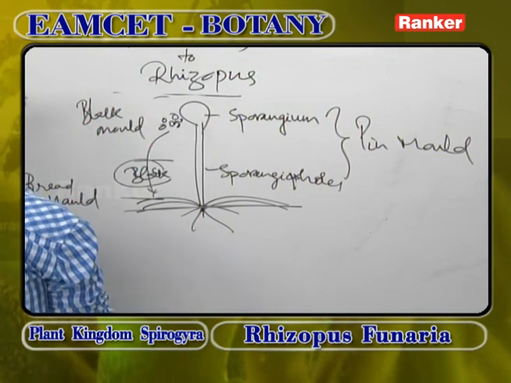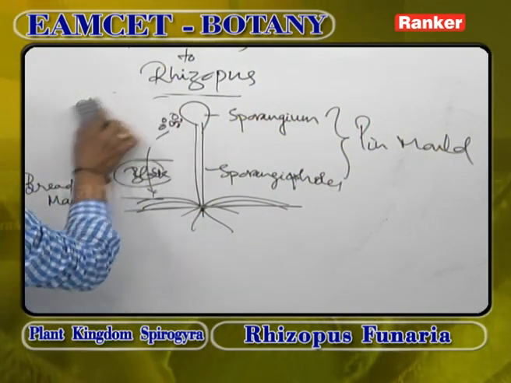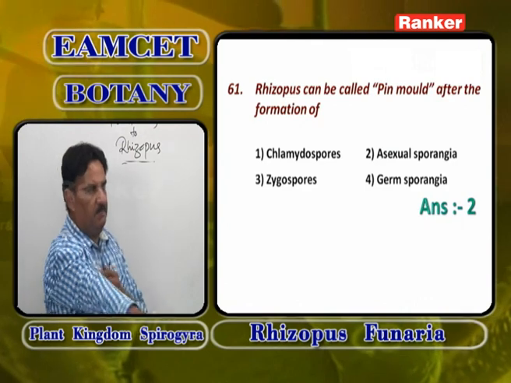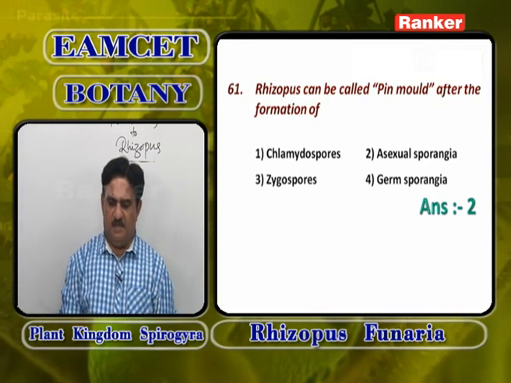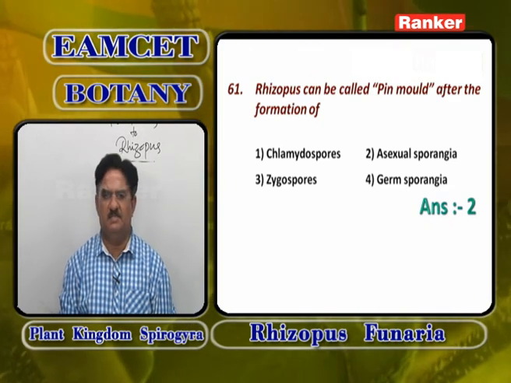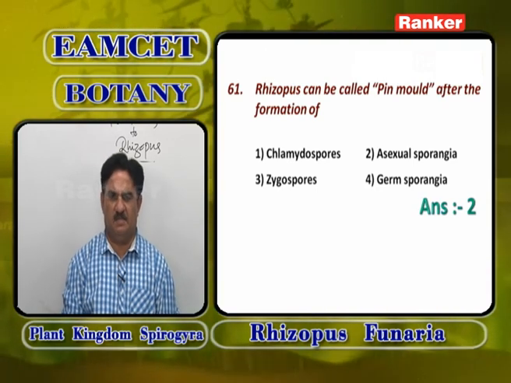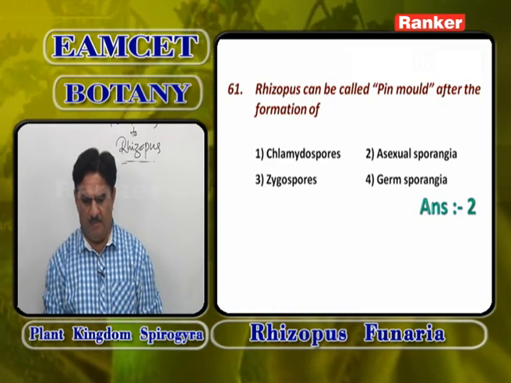So, these are various names of Rhizopus. Because the stolons grow extensively over the medium, it is bread mold. Because of the formation of sporangiophores and sporangia resembling a pin, it is pin mold. Because black colored spores are formed and the medium converts into black color, it is black mold. So, Rhizopus can be called pin mold after the formation of asexual sporangia, not by chlamydospores, not by zygospores, not by germ sporangia. Germ sporangia form rarely, but asexual sporangia form in clusters, in large numbers, which resemble a pin, and that is called pin mold.